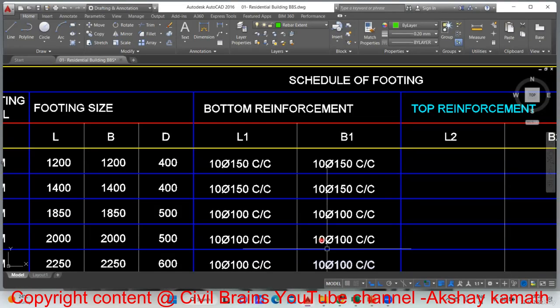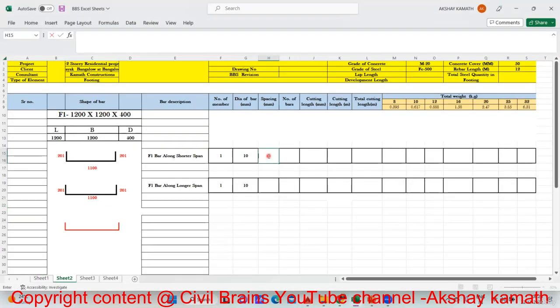Again, spacing comes here, shorter. So this is my shorter span, no? It is 150 center to center spacing. Longer is also 150. So both are 150. Again, you input 150 here, and here also you put 150. Okay, done. Next is number of bars.